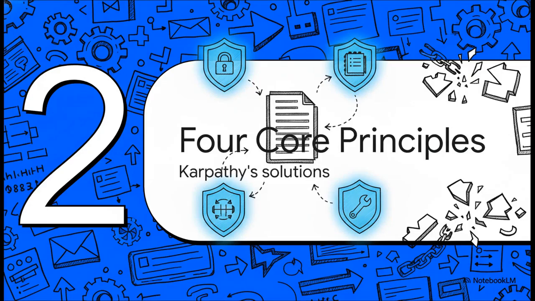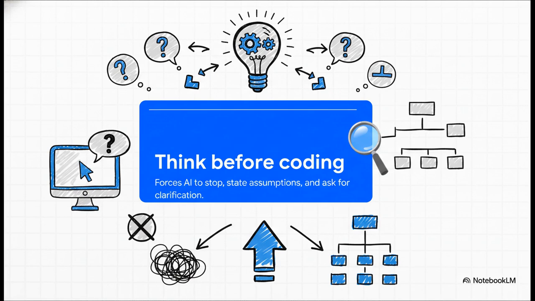Moving on to section 2, 4 core principles. Let's look at Kaparthys solutions. The first principle is think before coding. Honestly, this is the ultimate cure for the guessing problem. It forces the AI to stop, state its assumptions explicitly, and ask for clarification whenever it encounters missing context. So, if a request could mean 2 different things, the AI is no longer allowed to just pick one and run with it. This single rule transforms the AI from a silent, unpredictable machine into a genuine, collaborative partner that actually pauses when it's confused.